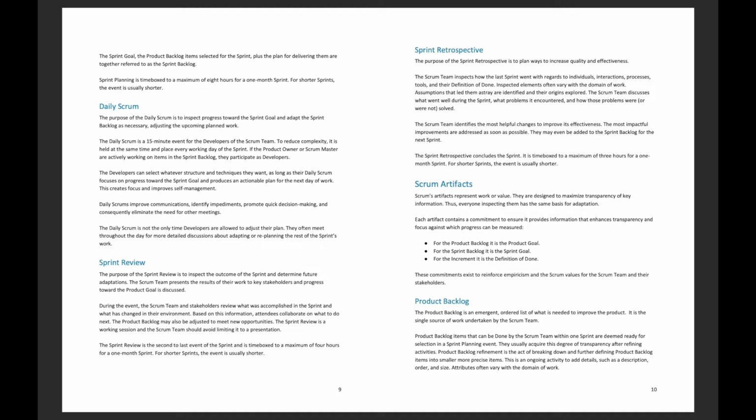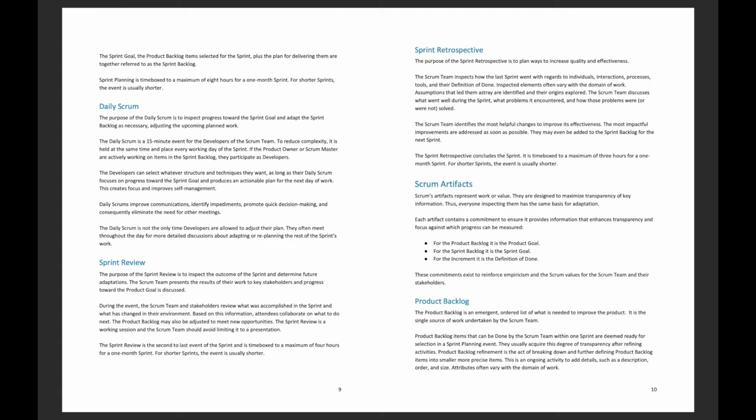Sprint Retrospective. The purpose of the sprint retrospective is to plan ways to increase quality and effectiveness. The Scrum team inspects how the last sprint went with regards to individuals, interactions, processes, tools, and their definition of done. Inspected elements often vary with the domain of work. Assumptions that led them astray are identified and their origins explored.